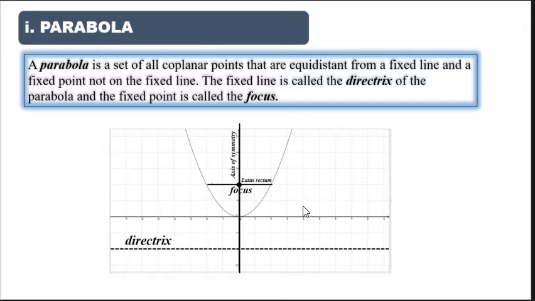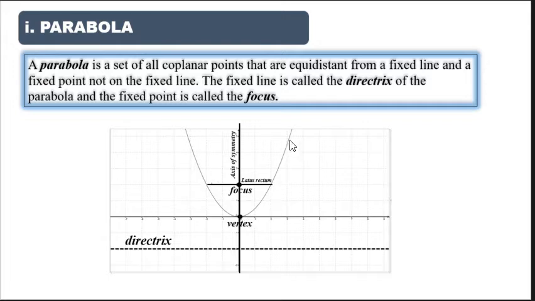The point on the parabola midway between the latus rectum and the directrix is the vertex of the parabola. So that is the vertex. It is midway between the latus rectum and the directrix. The vertex is the point where the curve changes the direction.